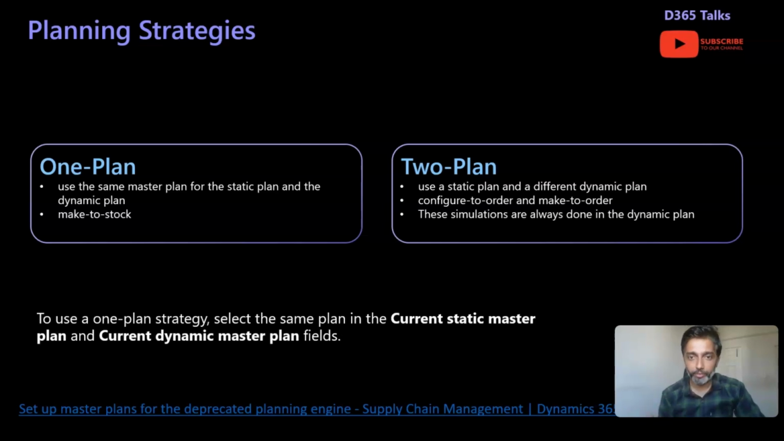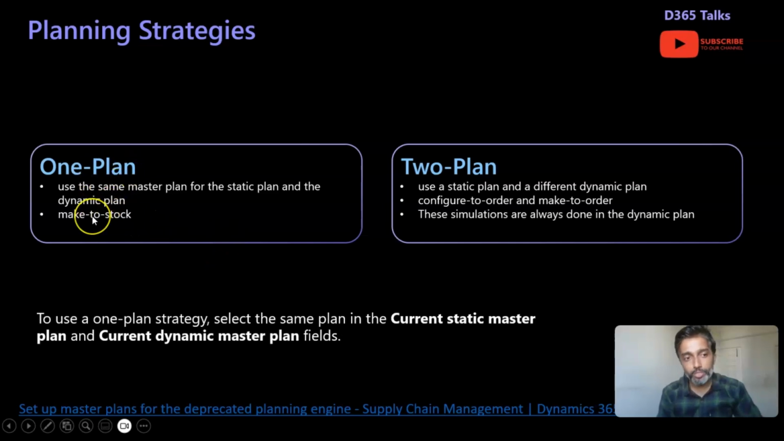So what is the difference between one plan and a two plan? If it is a one plan strategy, generally what happens is you use the same master plan for both static plan and dynamic plan. So imagine like this. In the example which we saw before, we created separate plans. The system already had separate plans for static plan and the dynamic plan. So instead of having separate plans for static plan and dynamic plan, you put the same plan for both static plan and dynamic plan. That is primarily called a one plan strategy.